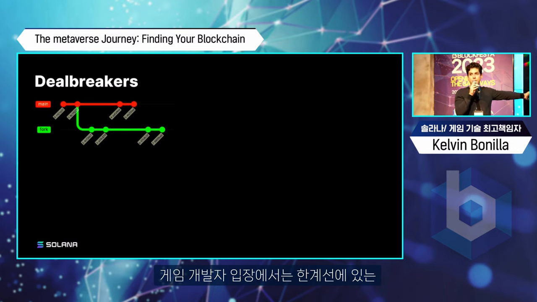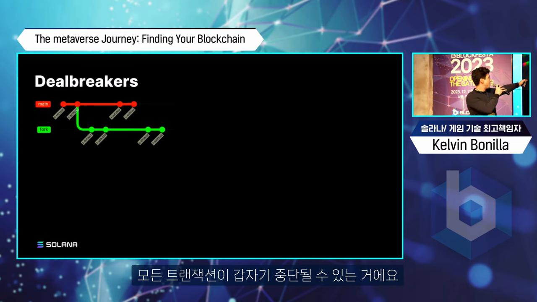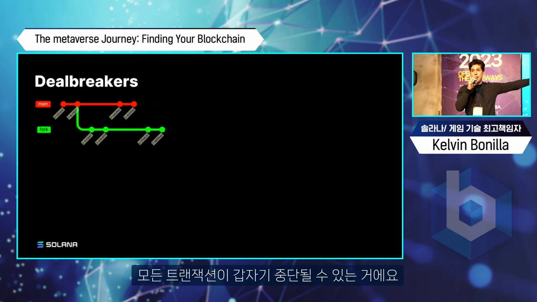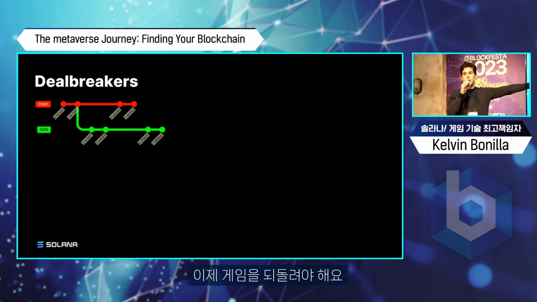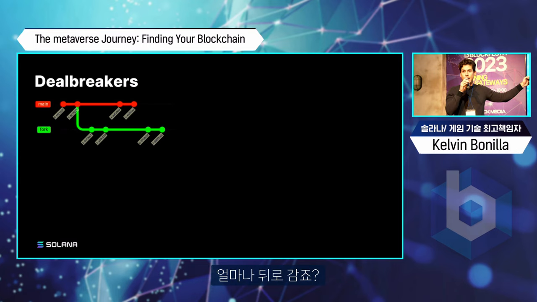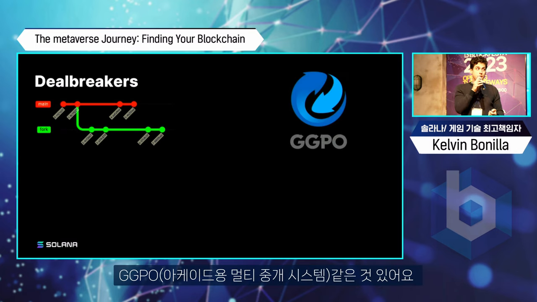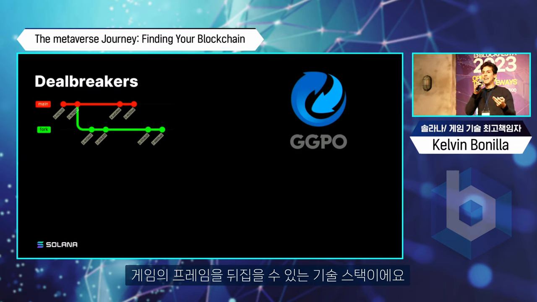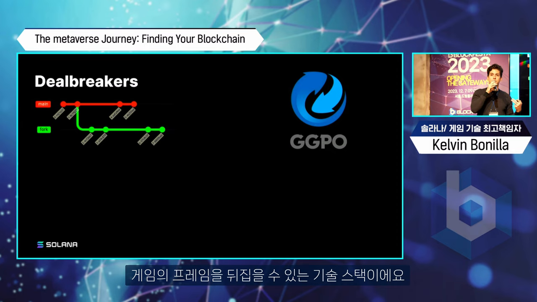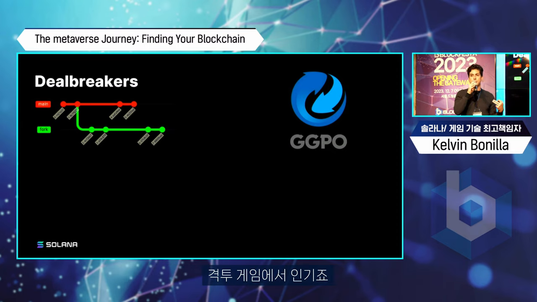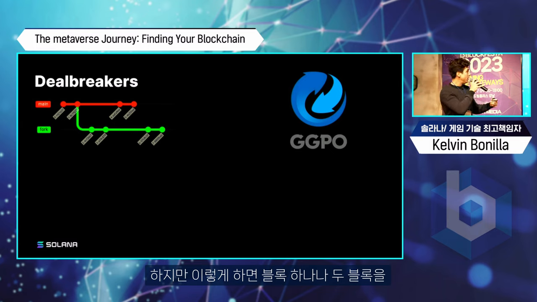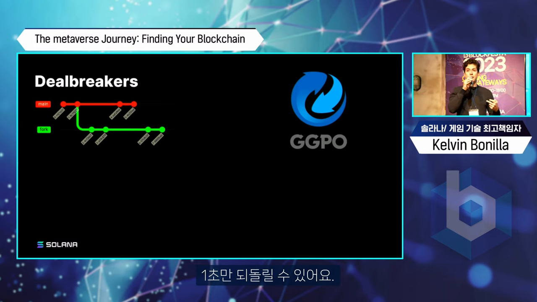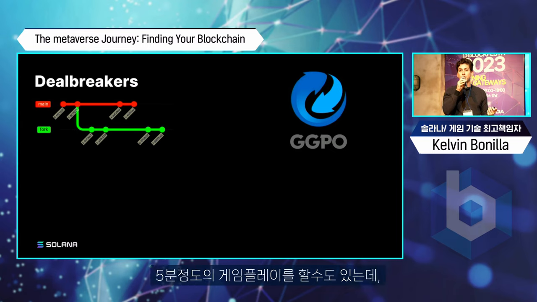What this means for a game developer is that if all my transactions on the red line suddenly get abandoned because the blockchain is going off a different path now, then I need to rewind my game. How far do I rewind that game? There are systems like GGPO, good game, peace out. There are technology stacks that let us reverse some frames in a game, very popular in fighting games. But this only helps us recover 1 second. A block, two blocks, might be 5 minutes of gameplay depending on which blockchain you use.